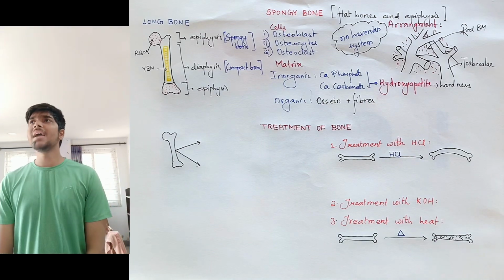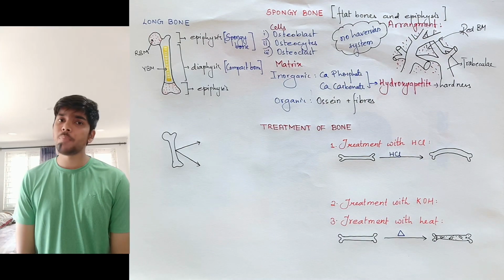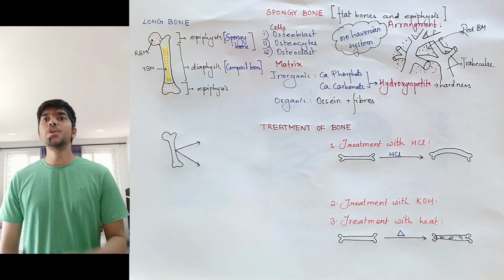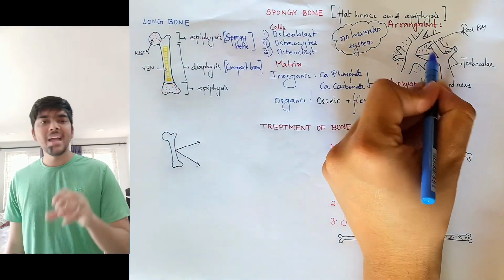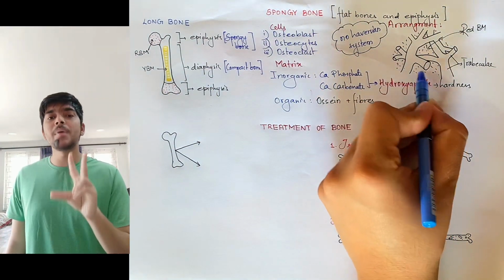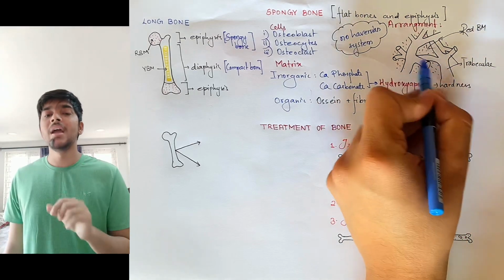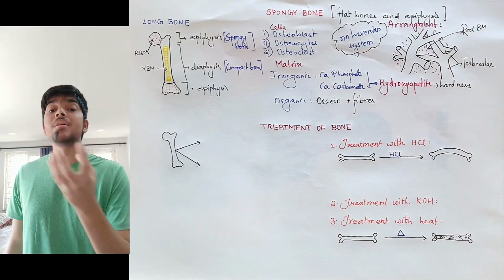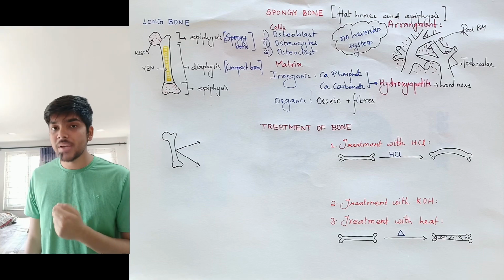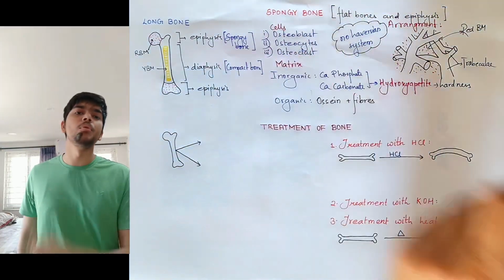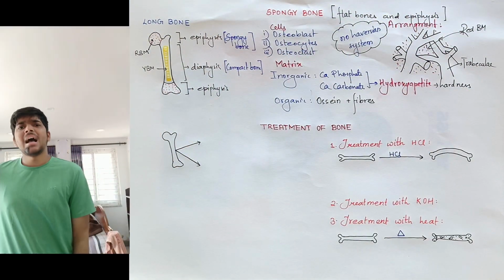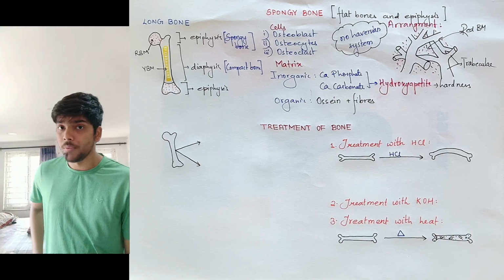Okay, why has this bone been given the name spongy bone? Because due to the presence of empty spaces in between the branches or in between the trabeculae, it gives off a sponge-like appearance. That's why it has been given the name spongy bone. So I guess that is more than enough for spongy bone.